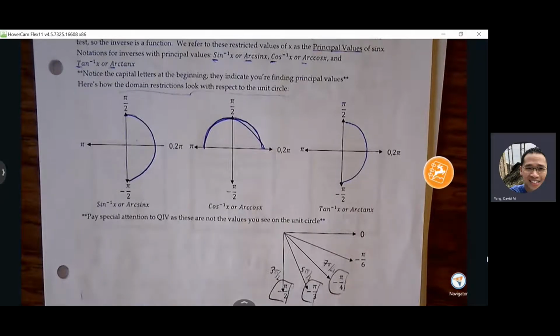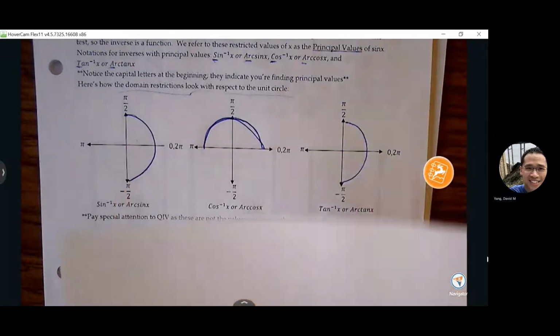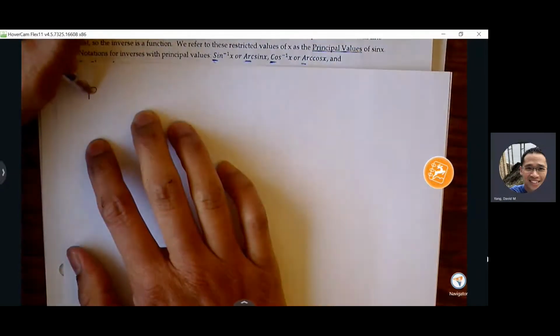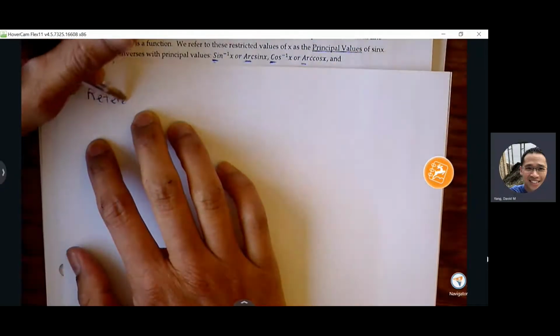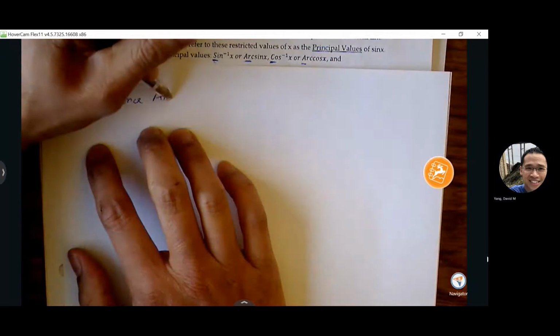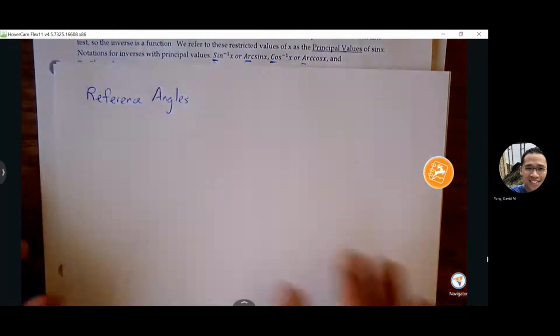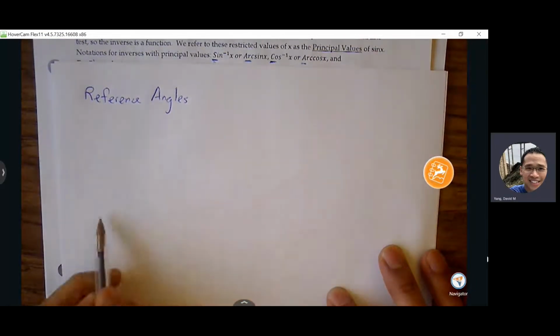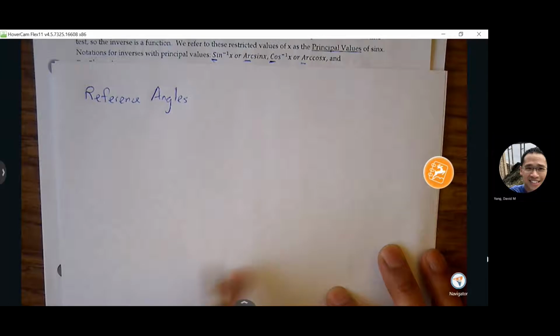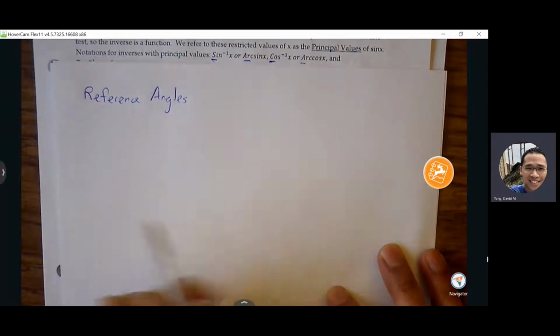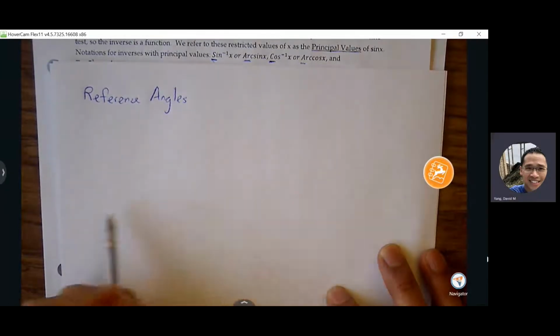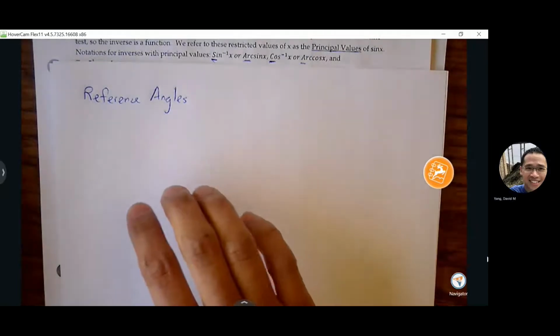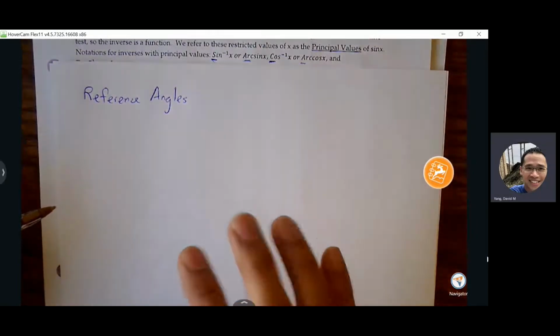I also want to review a little bit with reference angles. Okay, so you don't have to write this down. I just want to kind of talk about this real quick. Reference angles are angles that are created from the x-axis, with either 0, with 360, or with pi, with 180 or with 360.